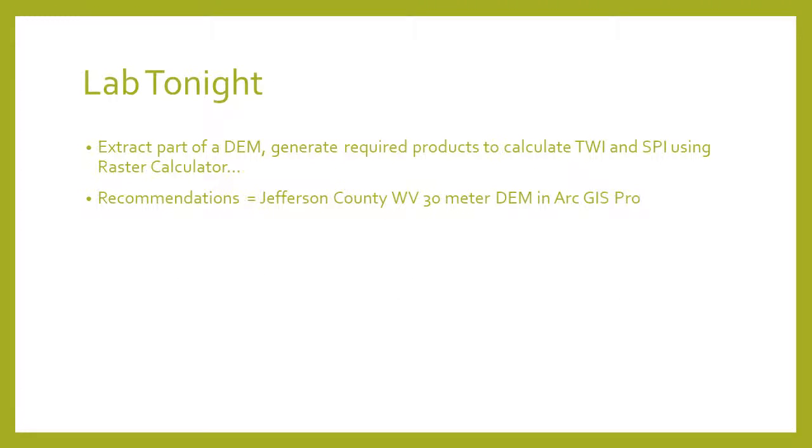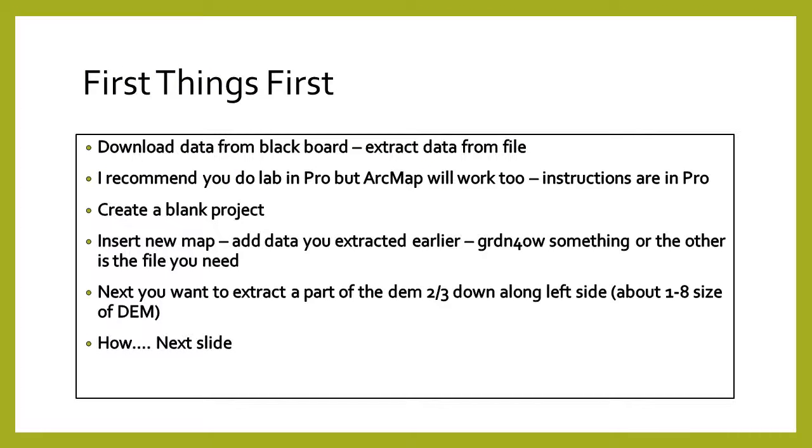So here's what we're going to do. Extract part of a DEM, generate the required products, calculate a TWI and an SPI. We're going to do it on Jefferson County, and I strongly encourage you to do it in ArcGIS Pro. So first things first, go to Blackboard and download the data. I've already found you a nice digital elevation model that includes Jefferson County, where I want you to do this at. I recommend you do it in Pro, but you could do all this in ArcMap as well, but ArcMap's more crash prone with something like this, and the instructions will speak directly to Pro.